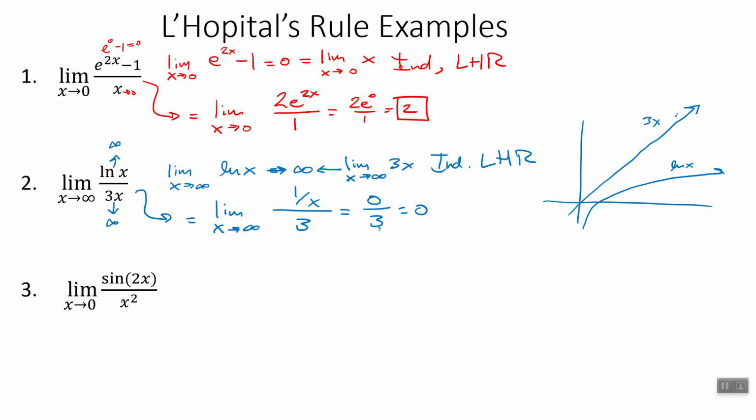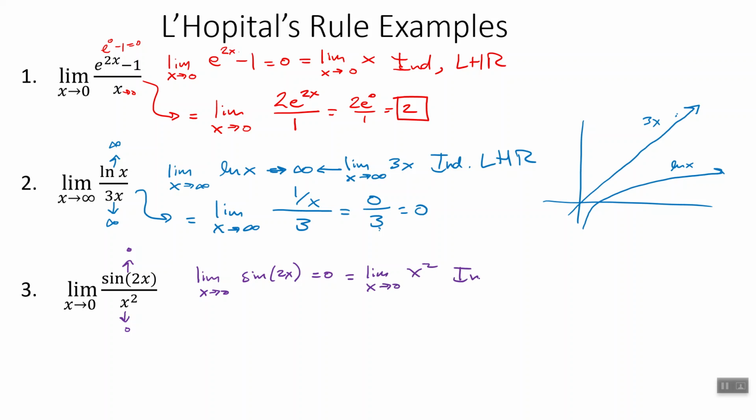All right, let's take a look at this guy. We've got the limit as x goes to 0 of sine of 2x over x squared. All right, so we can kind of do this in our head. Sine of 0 is going to 0. x squared, when we're plugging in 0, is also going to 0. Okay, so now we need to write it out. The limit as x goes to 0 of sine of 2x equals 0. And the limit as x goes to 0 of x squared also equals 0.